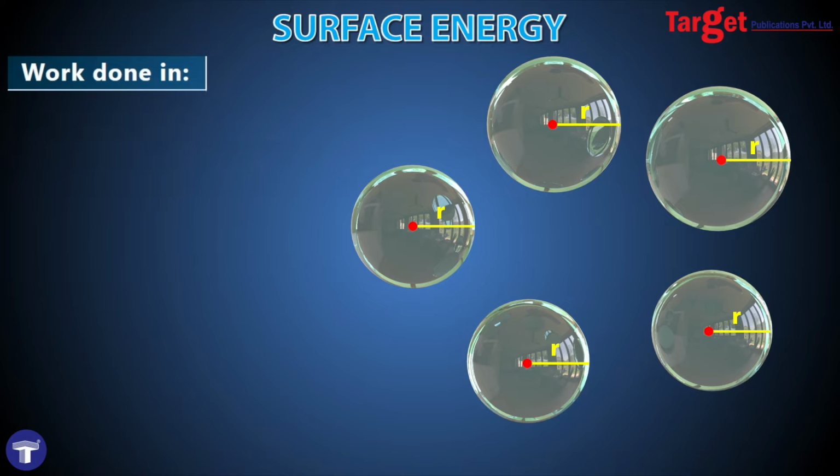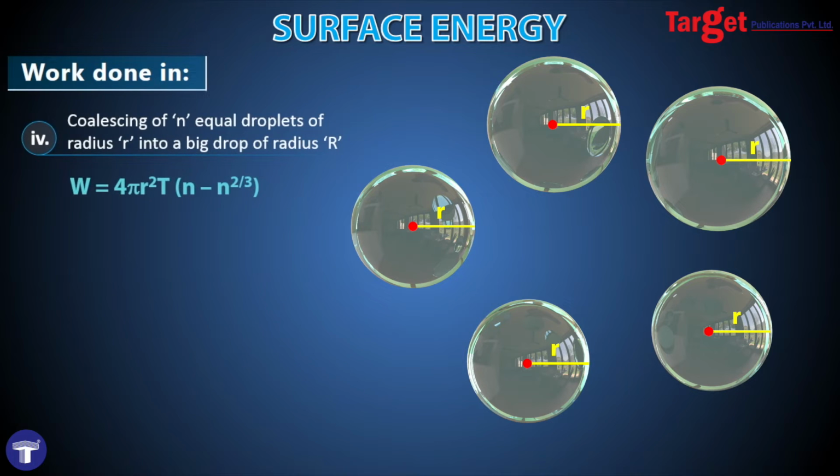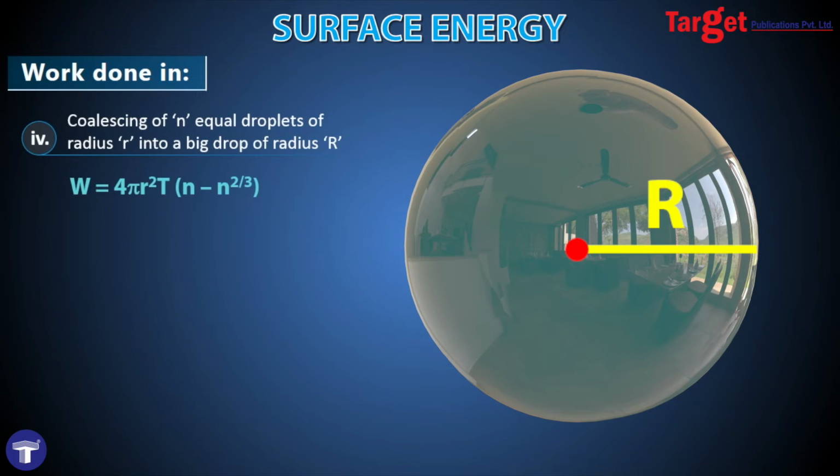And then of course the reverse happens if you try to combine all the small droplets into a bigger drop, and then I say that the work done in coalescing n equal droplets of radius r into a big drop of radius capital R is then given by W is equal to 4 pi r squared T (n minus n to the power 2 by 3), where n is again the number of equal droplets that were needed to make that big drop of radius capital R.